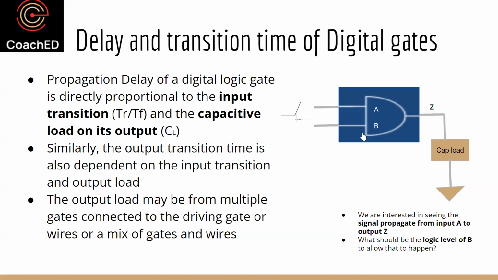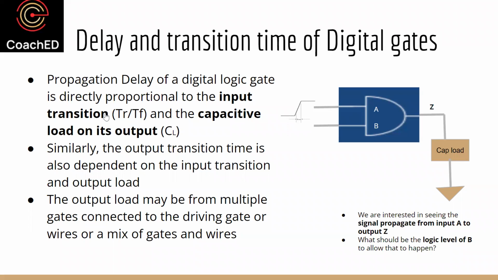So if I look at a very simple example, let's say there's an AND gate and it has input pins A and B. It has an output pin Z, and it has some capacitive load here. This load could be coming from, as we discussed earlier, some gates being driven by it, or some wire being driven by it, or a mixture of gate and wire. So as we saw earlier, the propagation delay is directly proportional to the input transition time and the capacitive load on its output, which means that if the load increases, delay increases, and the transition time is going to go up, it's going to worsen. That means the delay is going to go up.